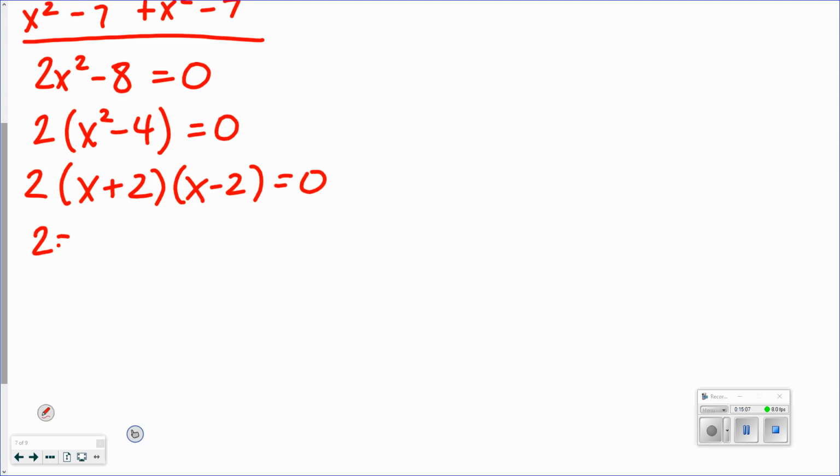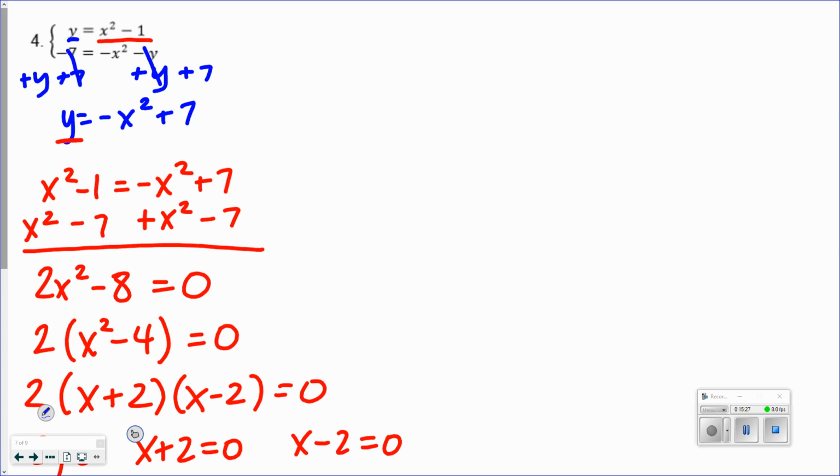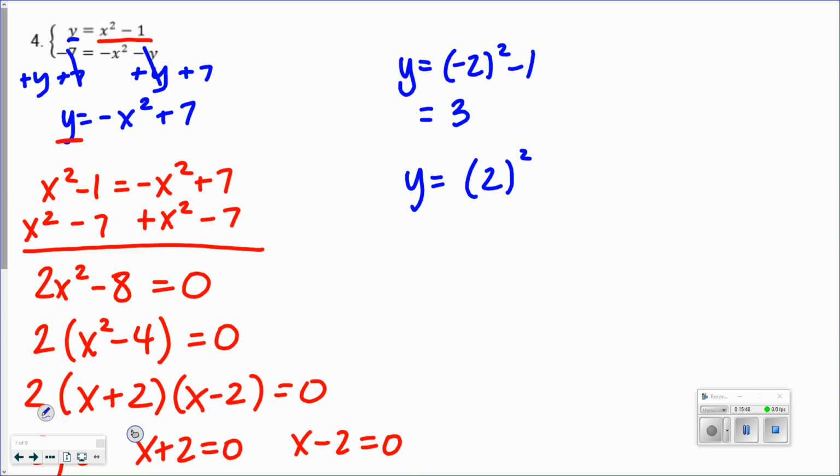So I'm going to take those and plug those into one of the original equations and find the y values. So this time I'm going to use the first one. It doesn't really matter because they're both pretty simple. So you're going to get 3 for both of them because you're squaring the 2, so even when it's negative, you're squaring it. So my 2 solutions would be 2, 3, and negative 2, 3. So that's where, if we were to graph these, that's where they would cross.